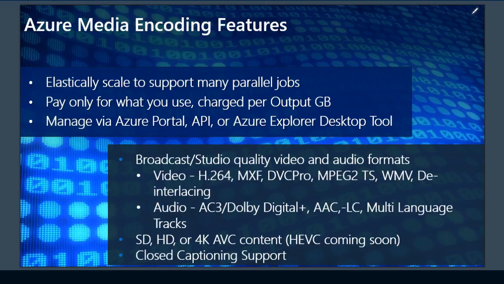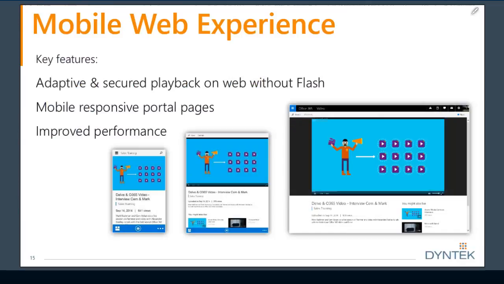You're charged for output gigabytes. Again, you can have videos up there that you're not doing anything with, and you're only going to pay for the process when you're actually using the encoding service. You manage it via the standard Azure portal. Then, on the back side of that, the output is broadcast studio quality video in various video and audio formats, and closed captioning support is built in as well.